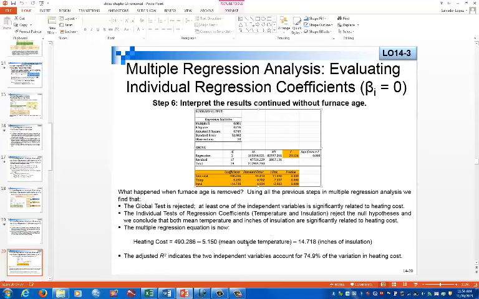So we obtain a new equation, and it looks a lot like the previous one with the negative coefficients, and the two variables, of course, are significant. The numbers are a little bit different, but the main idea is the same. So that is the end of section 3 in chapter 14.